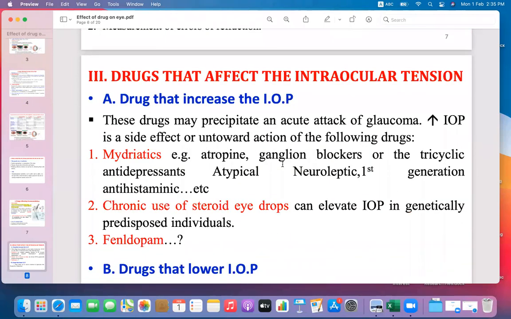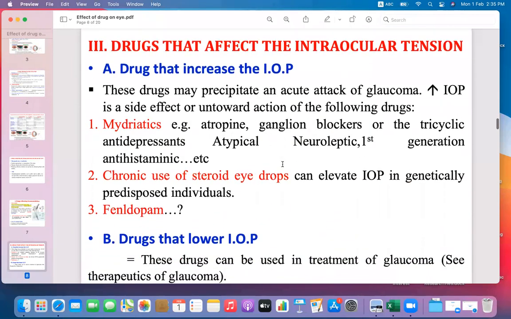Now, drugs that affect the intraocular pressure. Drugs that increase the intraocular pressure cause intraocular hypertension. These drugs may precipitate an acute attack of glaucoma. What is glaucoma? In glaucoma, the intraocular pressure is increased, which may damage the optic nerve and may lead to blindness. Increase in intraocular pressure is a side effect, an untoward action, of the following drugs.